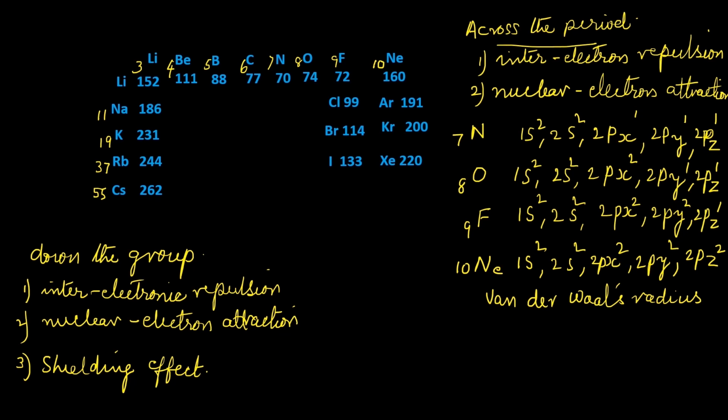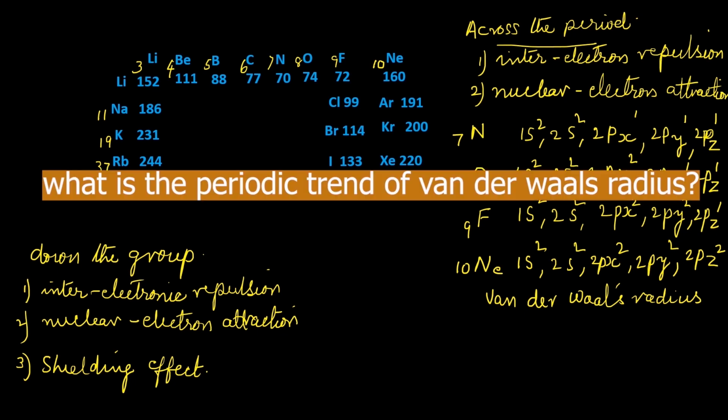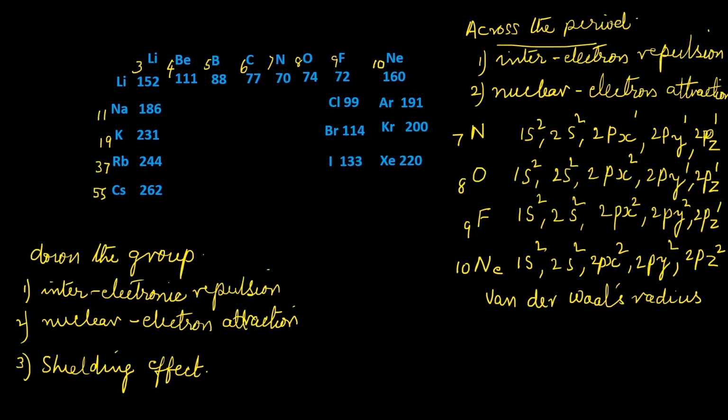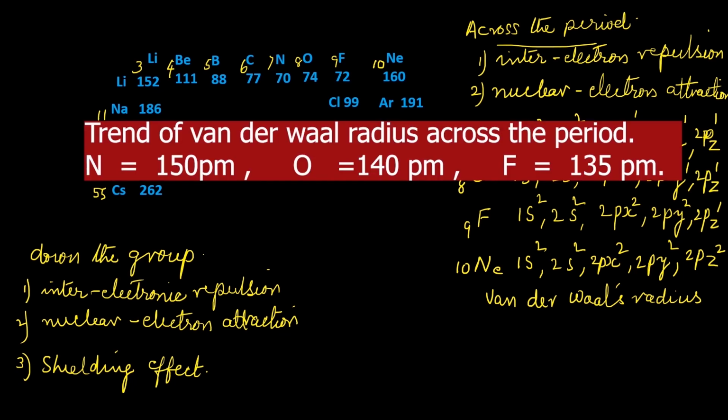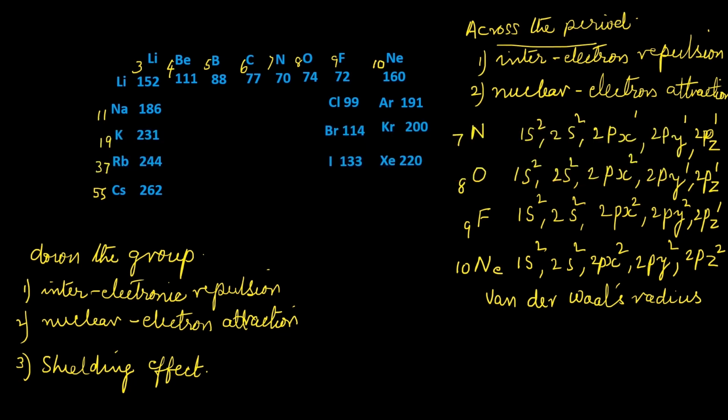Before we wind up this video, I want to add one more point here. So far we were talking about the covalent radius. When we come to van der Waals radius, the van der Waals radius also goes on decreasing across the period. For example, the van der Waals radius for nitrogen, oxygen and fluorine is 150 picometer, 140 picometer and 135 picometer respectively. Similarly, van der Waals radius increases down the group.